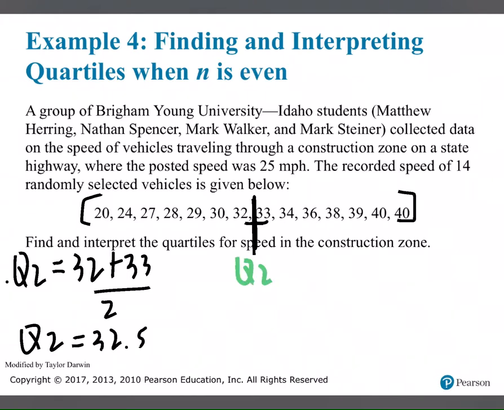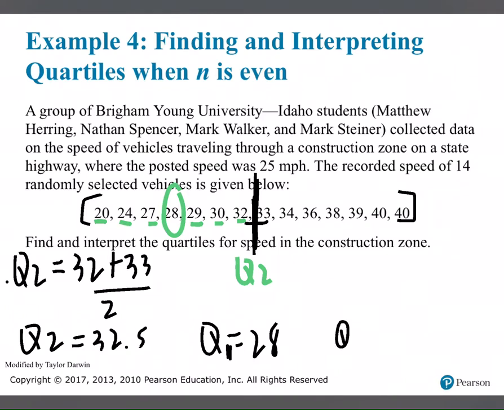Now to find my Q1, I'm going to take all the numbers to the left of that black line and find the middle number. So 1, 1, 2, 2, 3, 3. We've got one middle number of the lower half, and that represents my Q1. So my Q1 is 28.